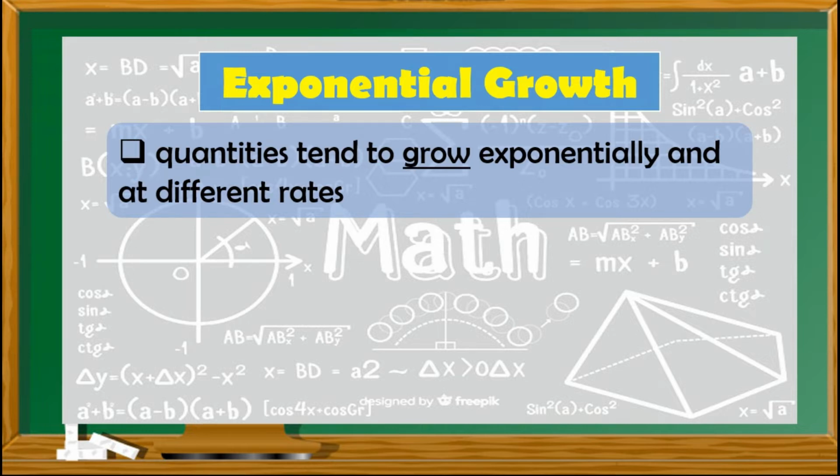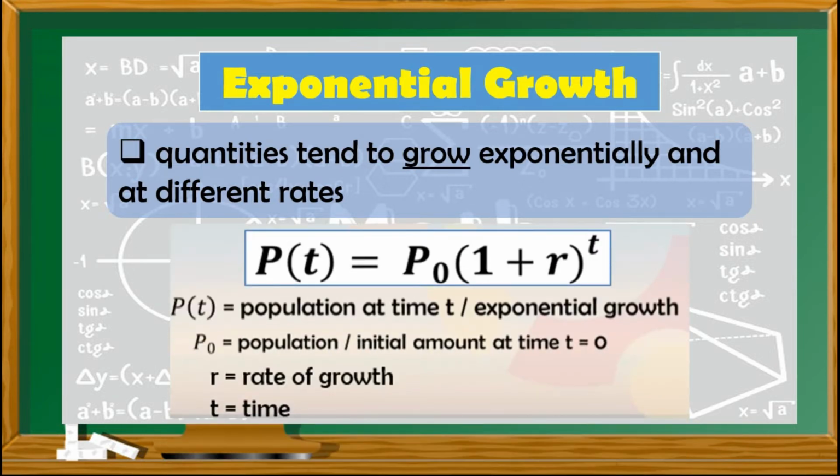To find the exponential growth, we need to follow this formula. P of t is equal to P sub 0 times 1 plus r raised to t. P of t is called the population at time t, or the exponential growth. P sub 0 is the population or the initial amount at time t equals 0, and r is the rate of growth and t is the time.